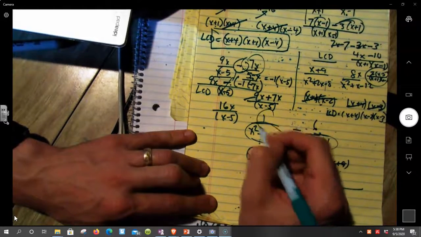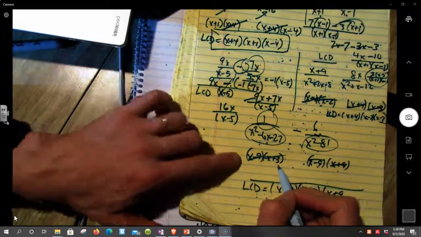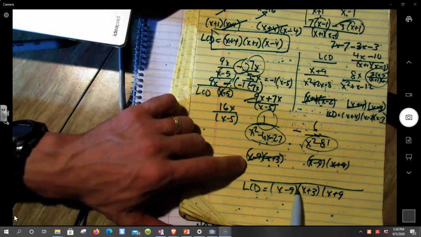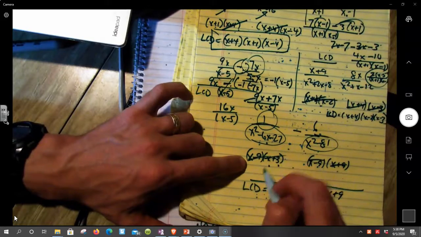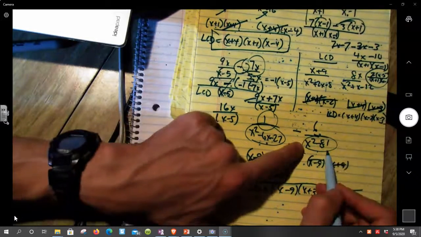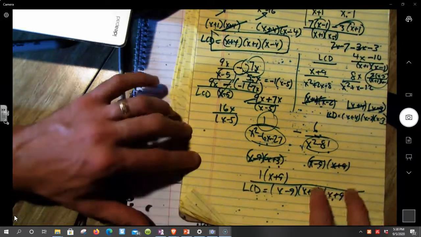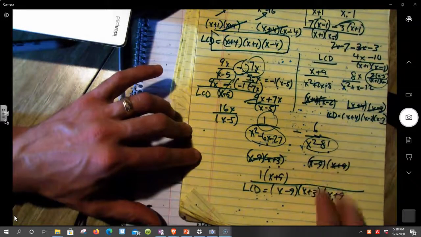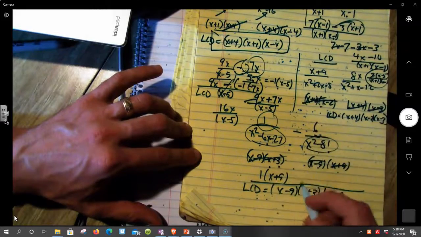So that's our LCD, our common denominator. And then you ask yourself, what's missing here? Well, you have these two factors, but you don't have the x plus 9. So x plus 9 is what you multiply the 1 by. Now over here, the x squared minus 81 was generated by these two factors. So which factor is missing? The x plus 3. So that's what you multiply the 6 by.